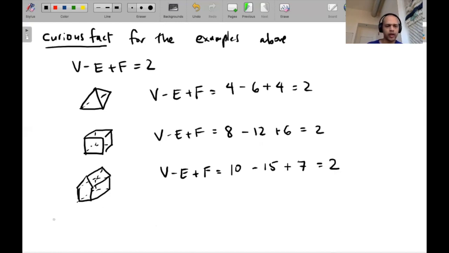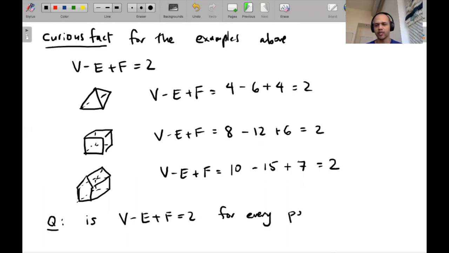So given this, we might ask the following question. Well, is this true for every polyhedron? So is V minus E plus F equal to 2 for every polyhedron? So we've observed this pattern for these particular examples, and the question is there something special about these examples, or is this just something that's always true about polyhedra?